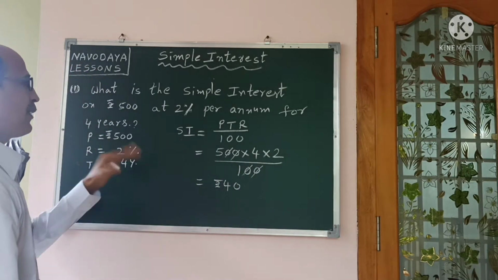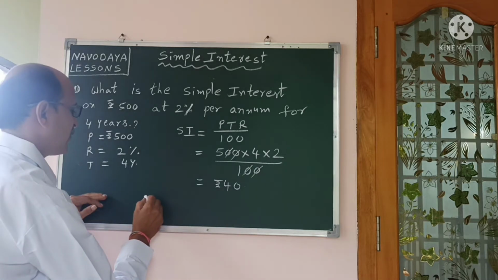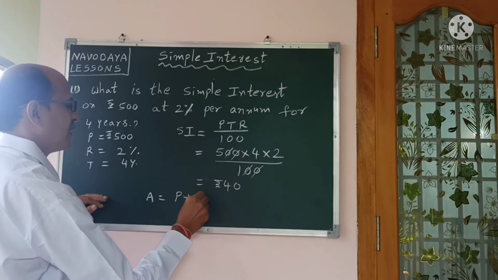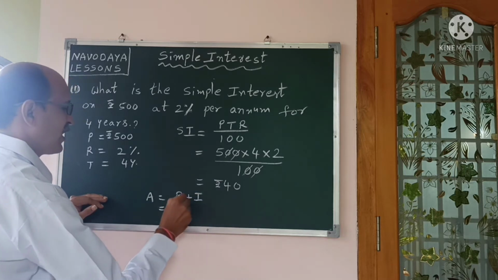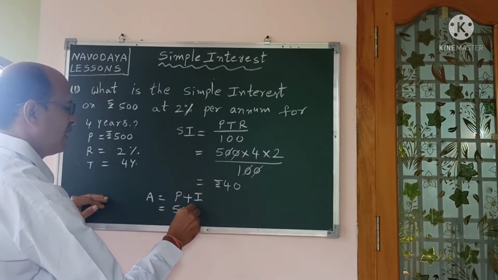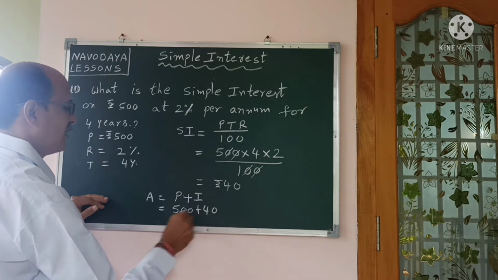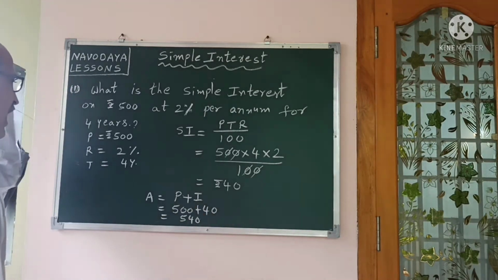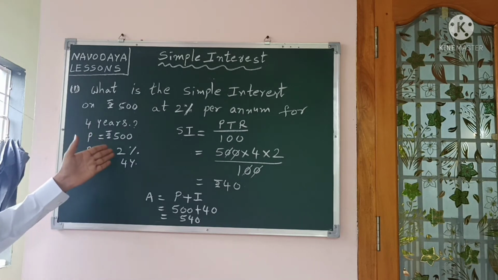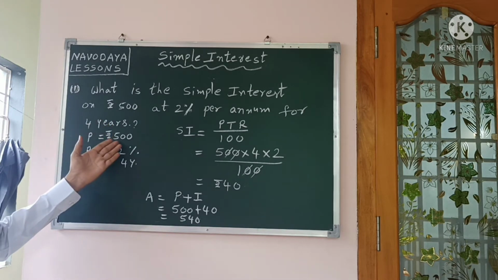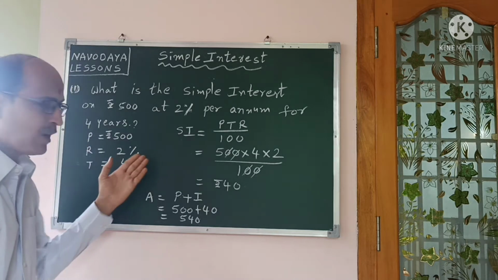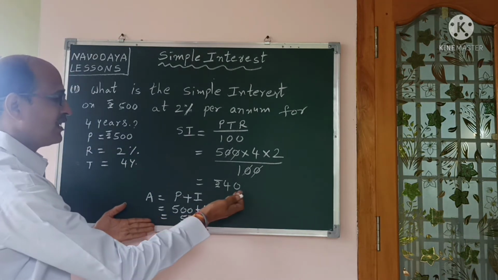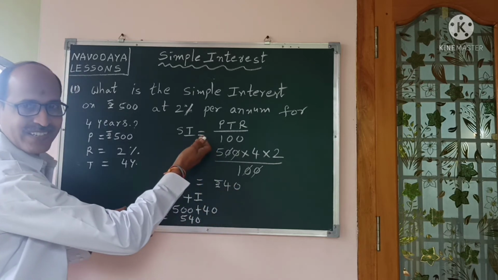If you want to find the amount, there is a formula: amount is equal to P plus I. So what is P here? 500. What is interest? 40. So total is 540. This means after 4 years at the rate of 2% interest, if you take 500 rupees from the bank, we have to give 540 rupees to the bank. So the extra 40 rupees is called interest.